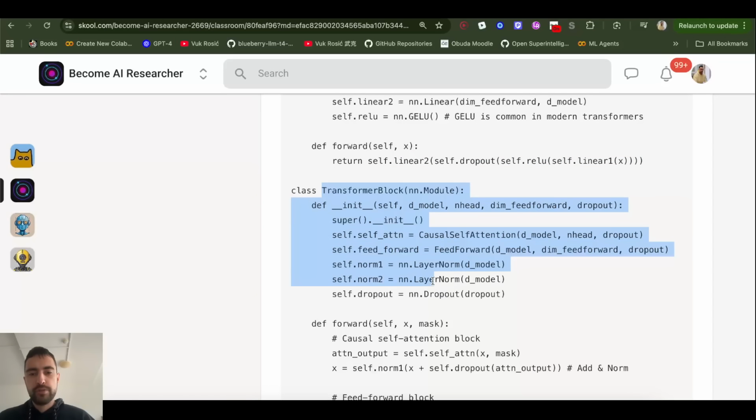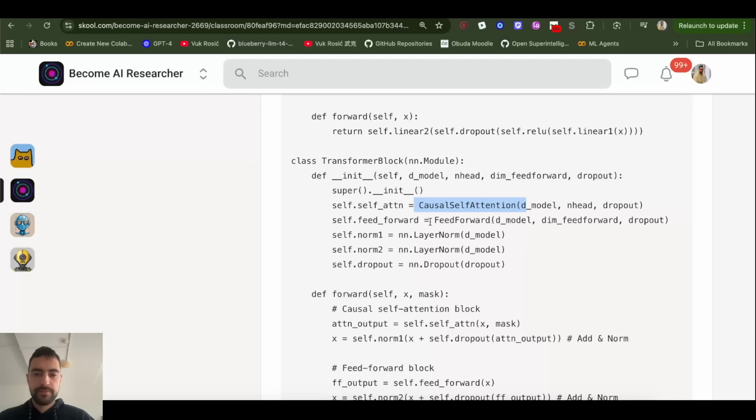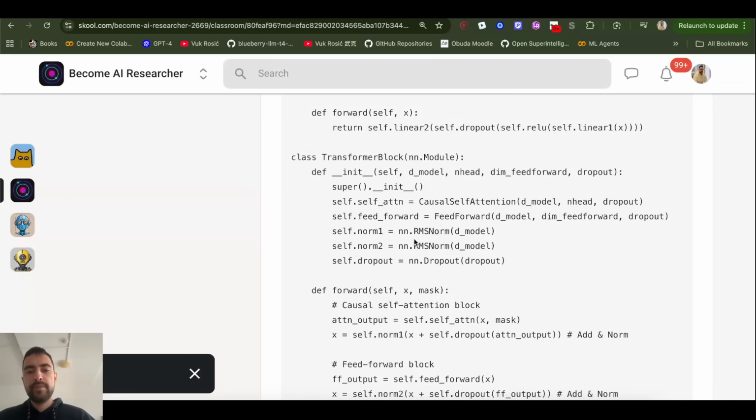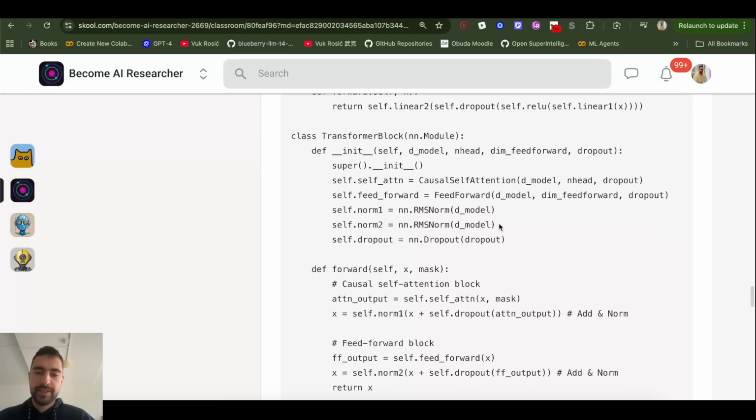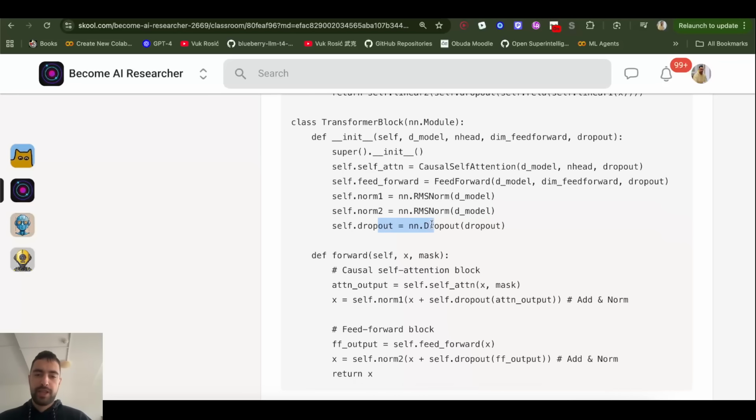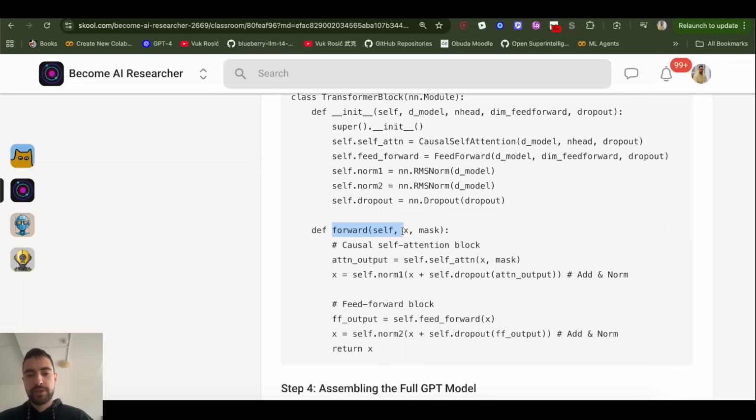In our transformer block, we will initialize causal self-attention, feed forward, and then 2 normalizations. In this case, it's layer norm, but I should actually change this to RMS norm. RMS norm is just used more these days, and the dropout as well. And this is the forward of the transformer.